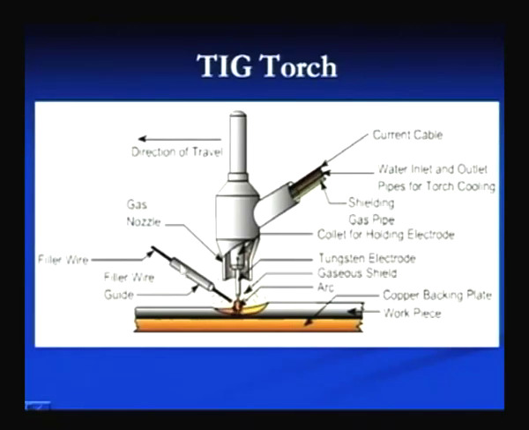Here, this is the filler wire being supplied in the arc region. This portion indicates the electrode, which is of tungsten, and here is the collet portion which is used to hold the electrode, and this is the nozzle. So here we can see, first of all, we have the electrode, around the electrode there is a collet, and around the collet there is a nozzle. The nozzle helps to form a jet of the shielding gas around the arc to provide the desired protection from atmospheric contamination.